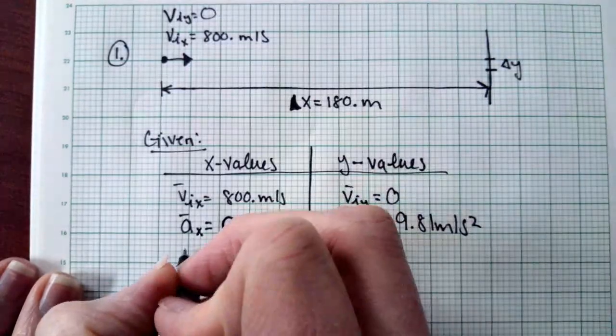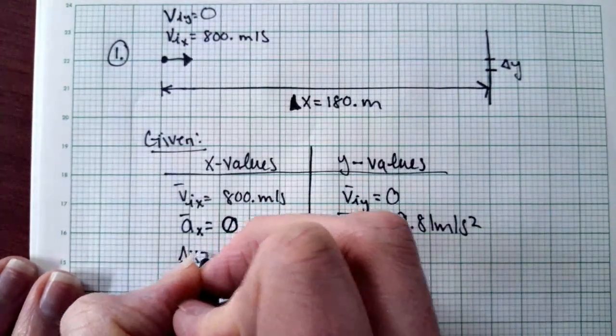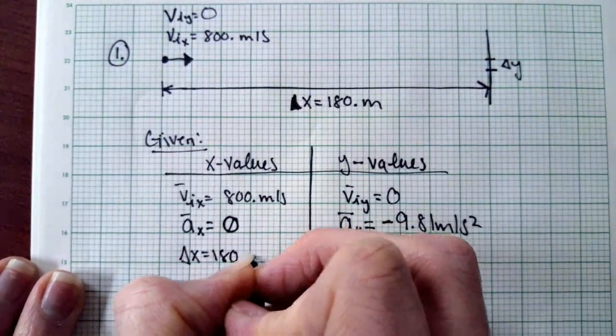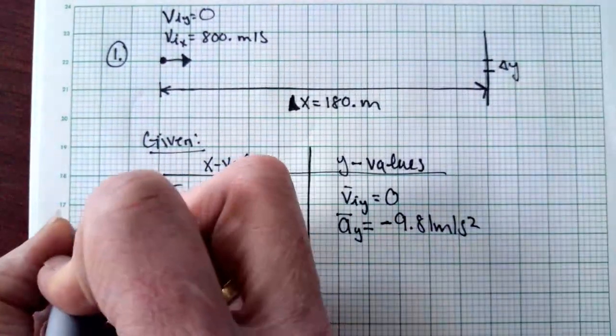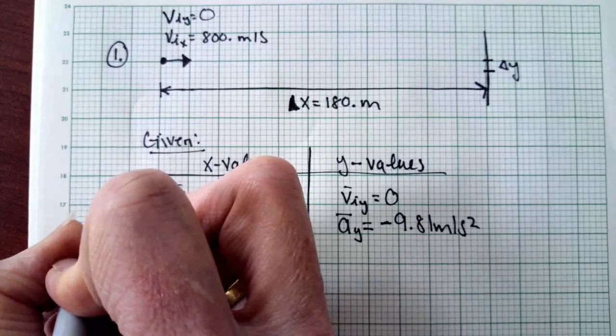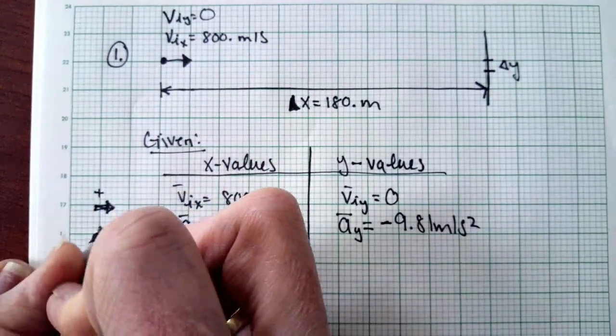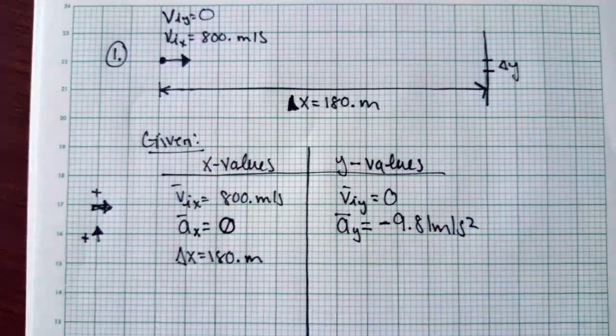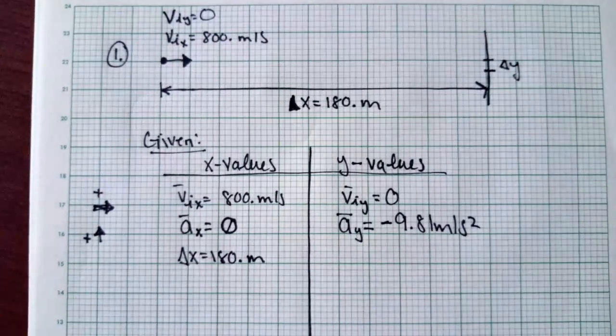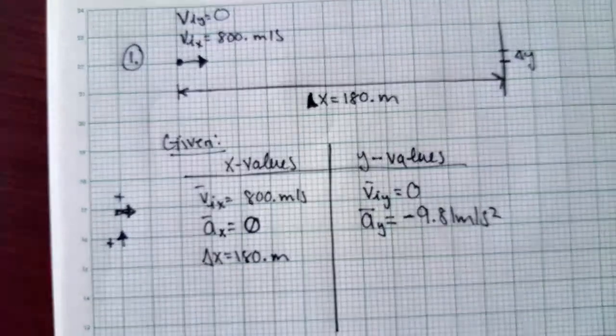Now we know our delta x to be 180 meters. Always double check to make sure that if it's positive, it's positive. Remember, we just assume to the right is the standard, going to be positive, and up positive. That applies to forces, velocity vectors, acceleration vectors, displacement vectors, whatever we are looking at.